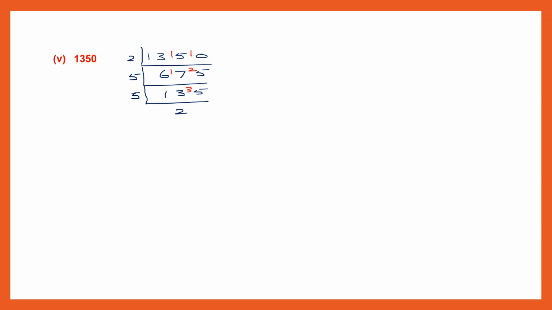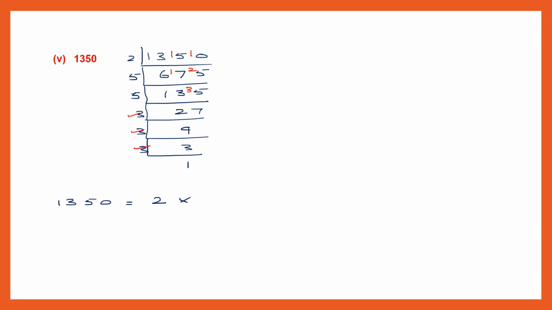5 7s are 35. Now continue with 3 this time. 3 9s are 27. Again continue with 3. 3 3s are 9. Continue. 3 1s are 3. So now 1350 in prime factorization method, what do we get? We get 2. Now let's look at the 3s. How many 3s do we have? 1, 2, 3.